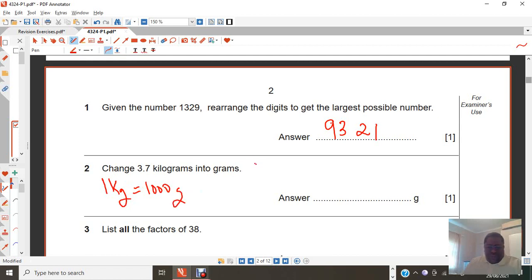For this one, you should know that 1 kilogram is equal to 1,000 grams. So you should simply multiply 3.7 times 1,000, which is 3,700 grams.